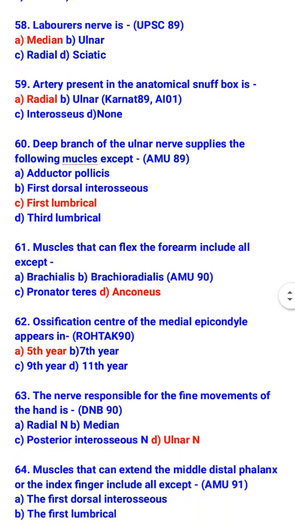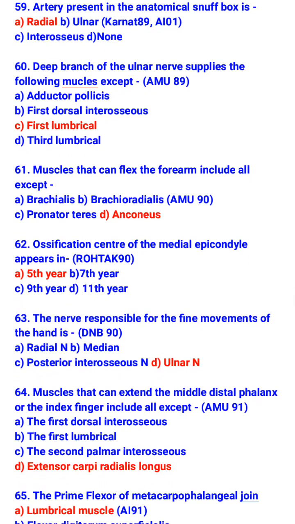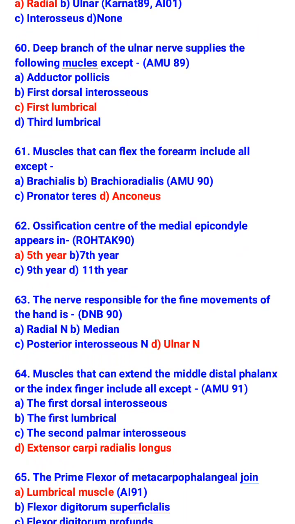Deep branch of the ulnar nerve supplies the following muscles except. So, deep branch of the ulnar nerve supplies adductor pollicis, first dorsal interosseous, third lumbrical, but it does not supply first lumbrical. Muscles that can flex the forearm include all except. So which muscles flex the forearm? Brachialis, brachioradialis and pronator teres. And anconeus does not flex the forearm.